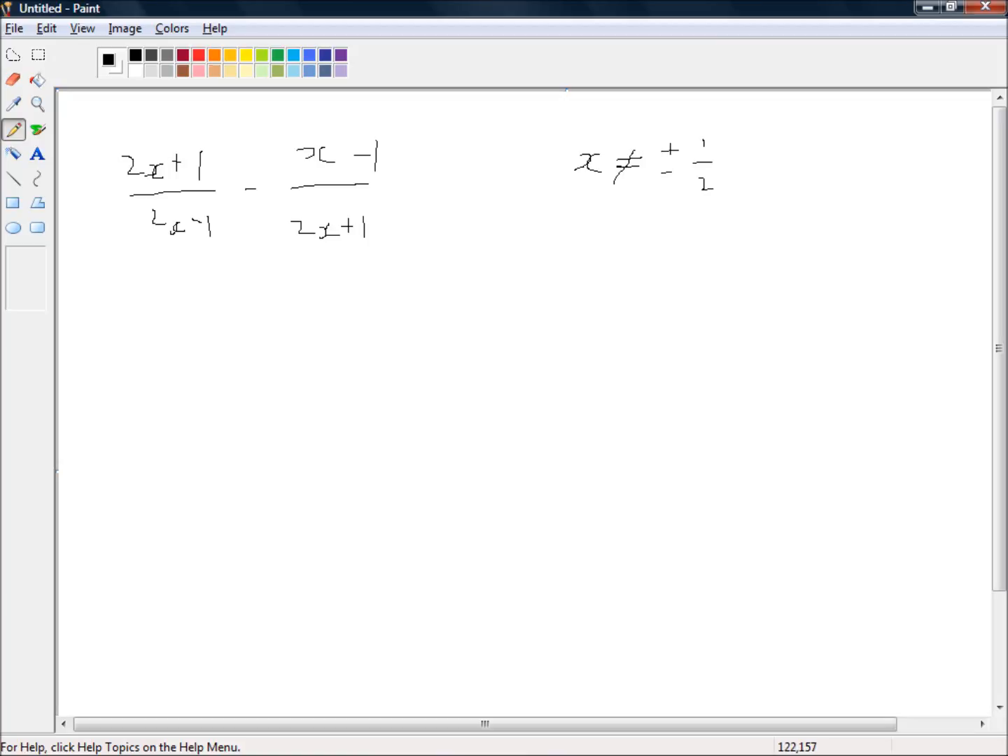Our first job is to make the denominators the same, so let's multiply the denominators. So what have we got? We've got over 2x minus 1 into 2x plus 1. Okay, so our 2x plus 1 over on the left ends up being multiplied by 2x plus 1. So that's 2x plus 1 squared.